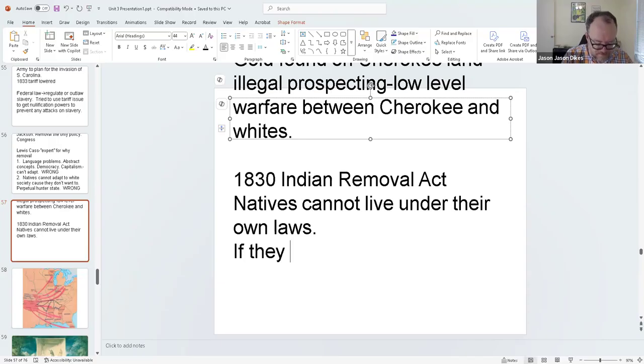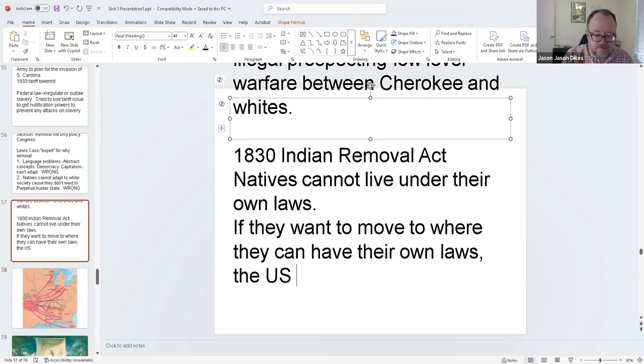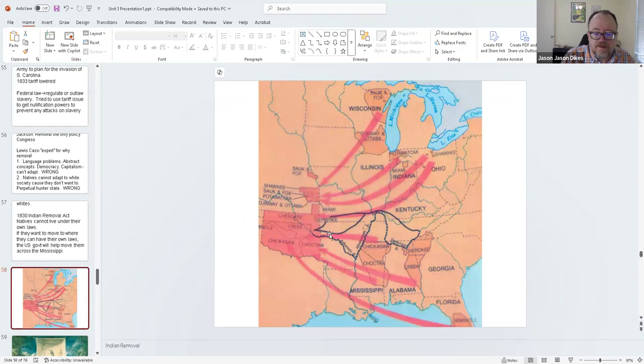If they want to move where they can have their own laws, the US government will help move them. Move them across Mississippi, to what is essentially today Oklahoma, a little bit of Arkansas, and so forth.